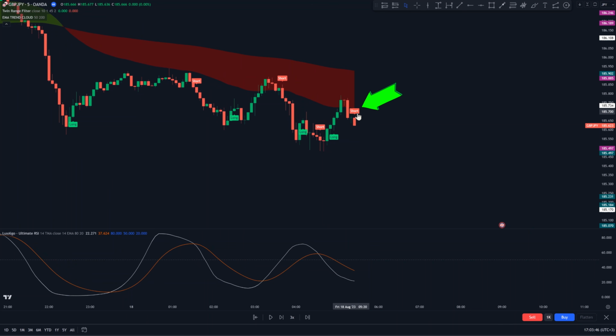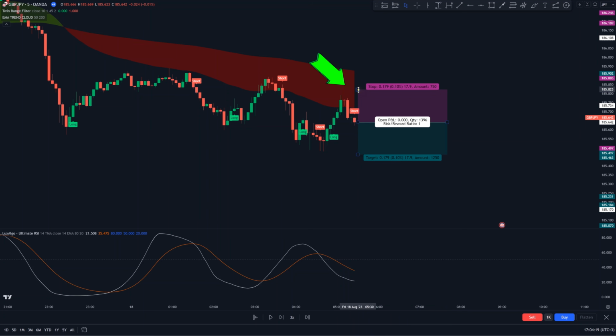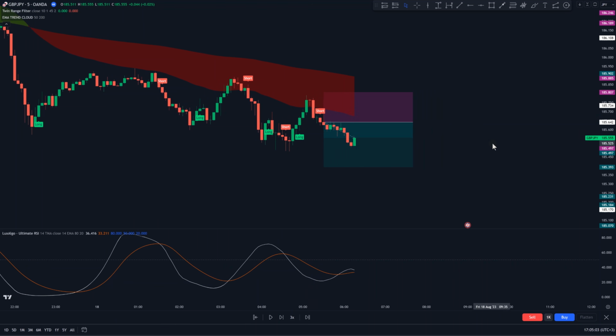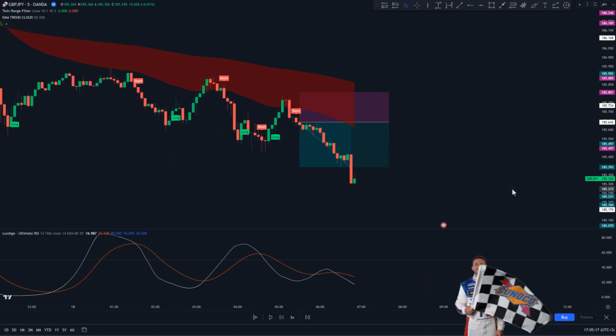For this short signal to be valid, the ultimate RSI line should be below the midline, and it should also be below the signal line at the time the signal is printed. All the mentioned conditions are met on this candle, so we enter a short trade. Set the stop loss above the most recent swing high. For the take profit, we're gonna set it at 1.5 times the risk for a risk-reward ratio of 1 to 1.5. Letting the trade run, take profit.